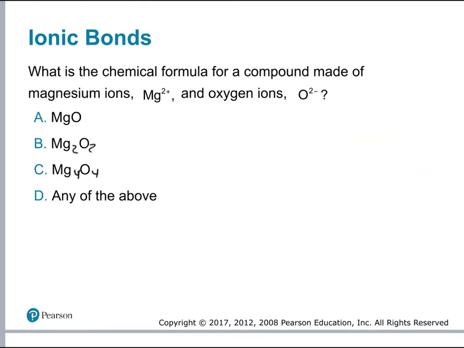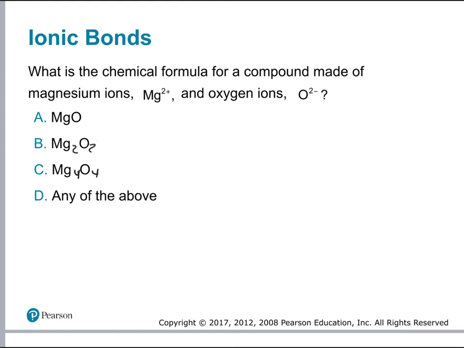Okay, so here's another example we can look at. What is the chemical formula for a compound made of magnesium ions? So this is Mg2+. That means it's missing 2 electrons, so it's got a net positive charge of 2. And 2 oxygen ions, which again has some 2 extra electrons, and so it's got a -2 net charge. And so the possibilities are MgO, Mg2O2, Mg4O4, or any of the above.